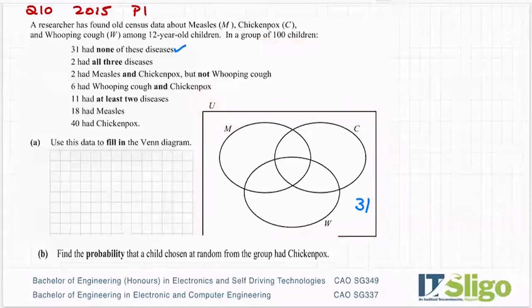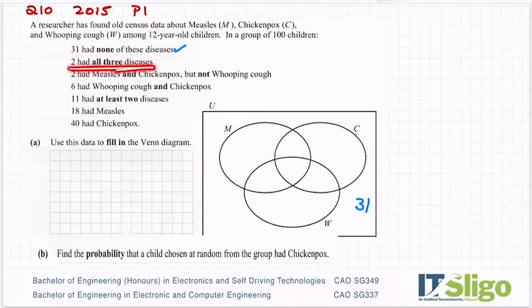So 31 on the outside means they didn't have measles, they didn't have chickenpox, it's like a tongue twister, and they didn't have whooping cough. So that's the 31 that had none of the diseases.